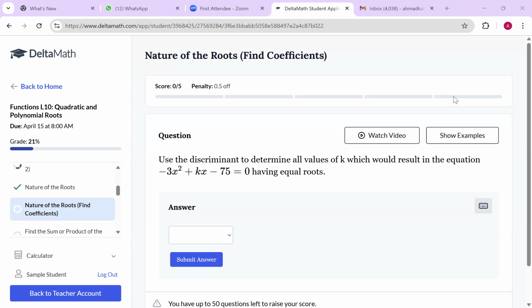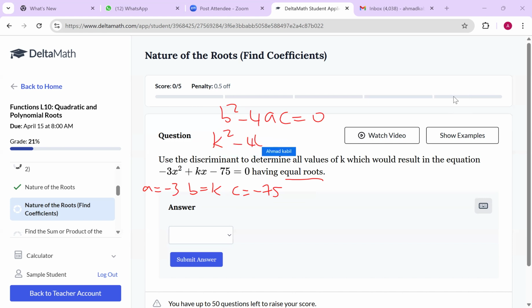So the question says, use the discriminant to determine all values of k which would result in the equation having equal roots. We said that equal roots means one solution, so b squared minus 4ac equals 0. In this case, a is -3, b is k, and c is -75. So b squared becomes k squared minus 4 times -3 times -75 equals 0.